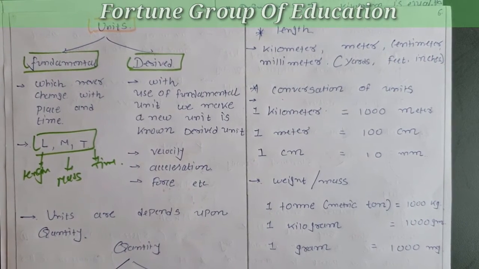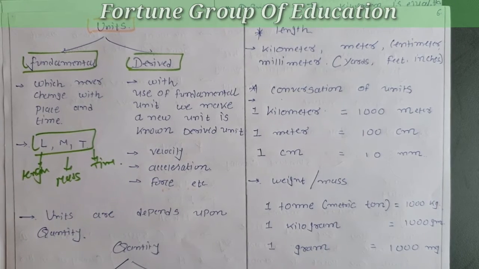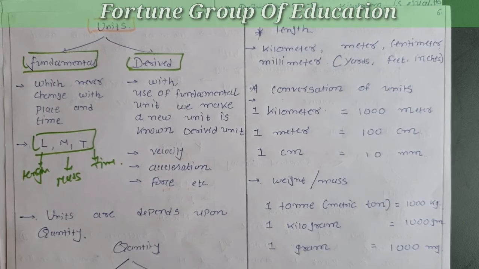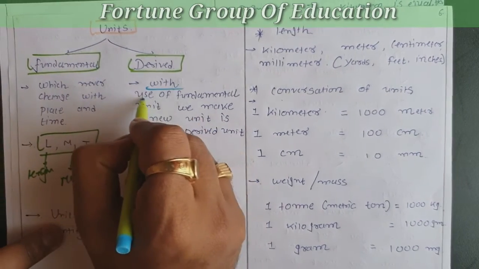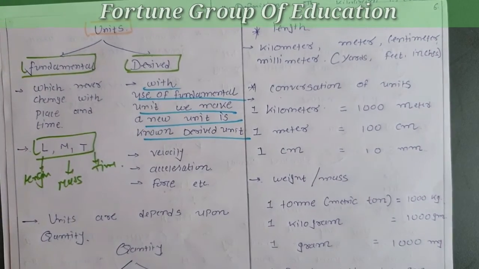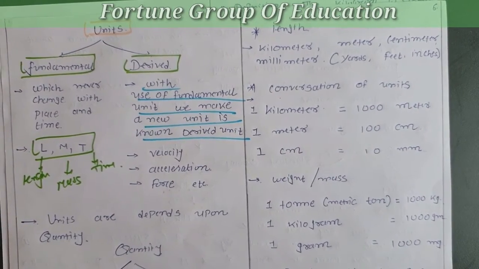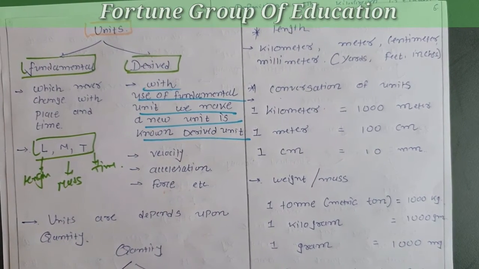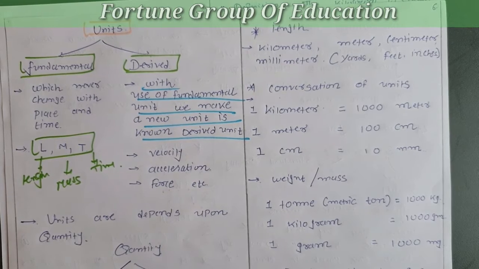The second is known as a derived unit. Now what is a derived unit? A derived unit is made using fundamental units. With the use of fundamental units, we can make a new unit, which is known as a derived unit.